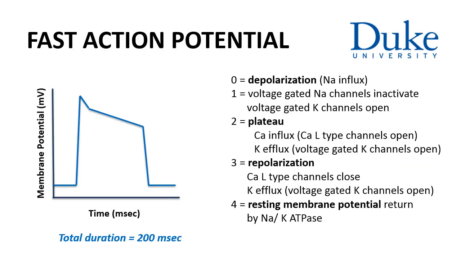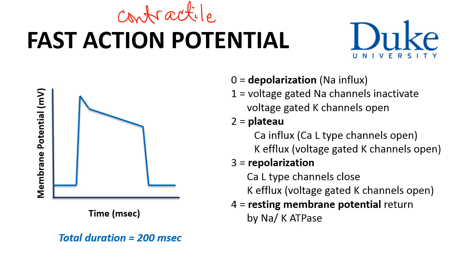Now, the cardiac myocyte has a very large action potential for the cells which are the contractile cells. About 99% of the cells in the heart are contractile myocytes. And these contractile myocytes have what's called the fast action potential. They're the ones that are going to generate force.